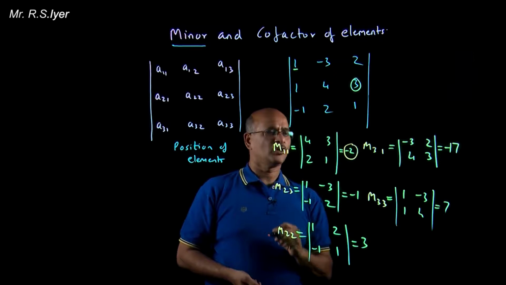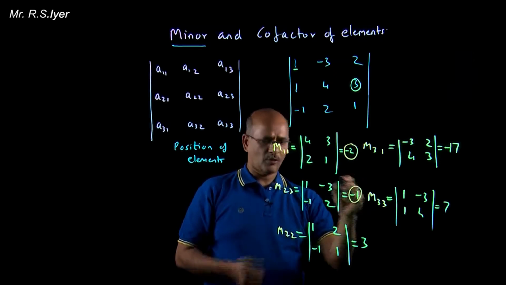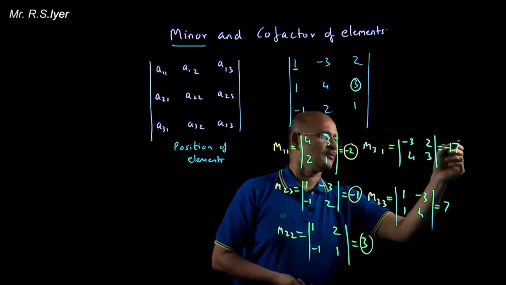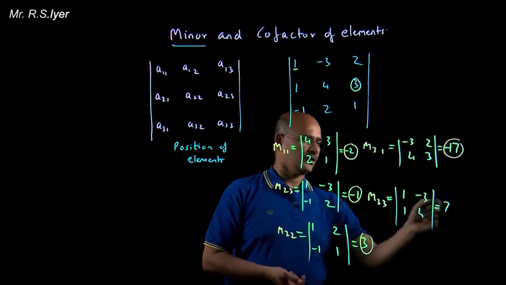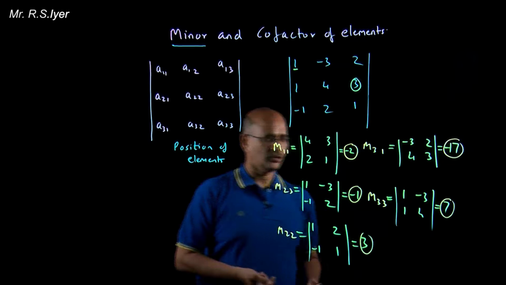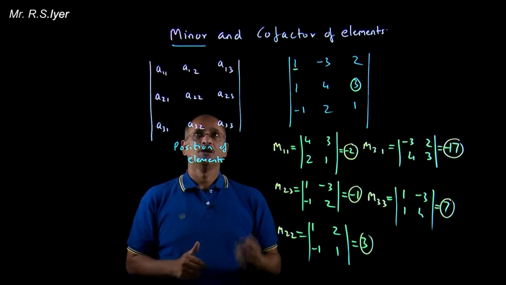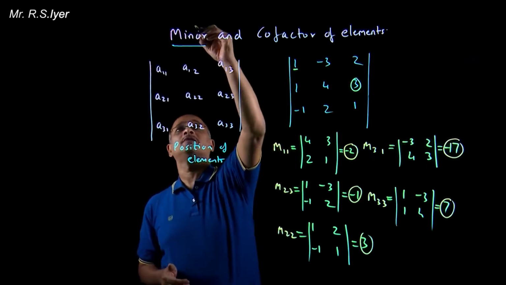This is minor of 1, 1. This is minor of 2, 3. This is minor of 2, 2. This is minor of 3, 1. This is minor of 3, 3. Now, understand. So, I understood what is a minor.